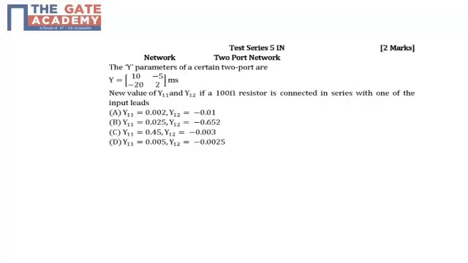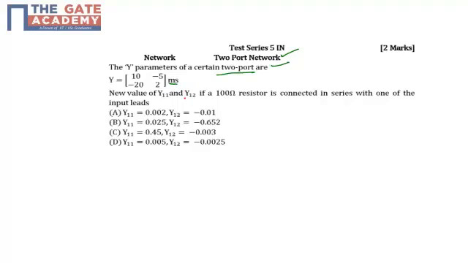Hello friends, this question is from test series 5 in the subject of network, and the topic name is two-port network. It's a 2 marks problem. The problem says that the Y parameters of a certain two-port are given as 10, minus 5, minus 20 and 2 millisiemens.